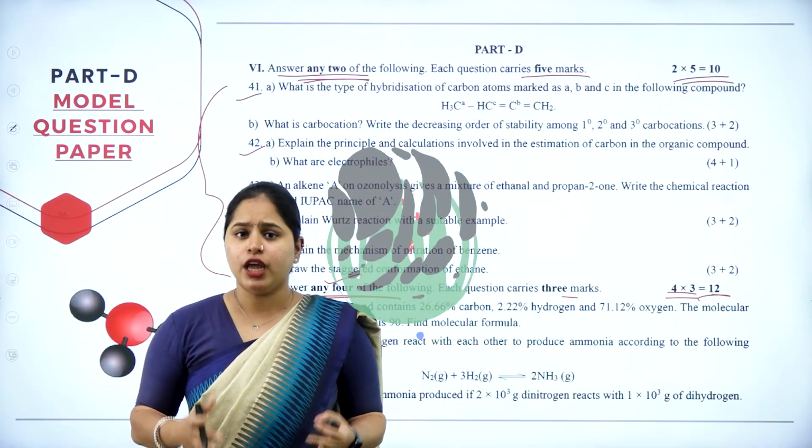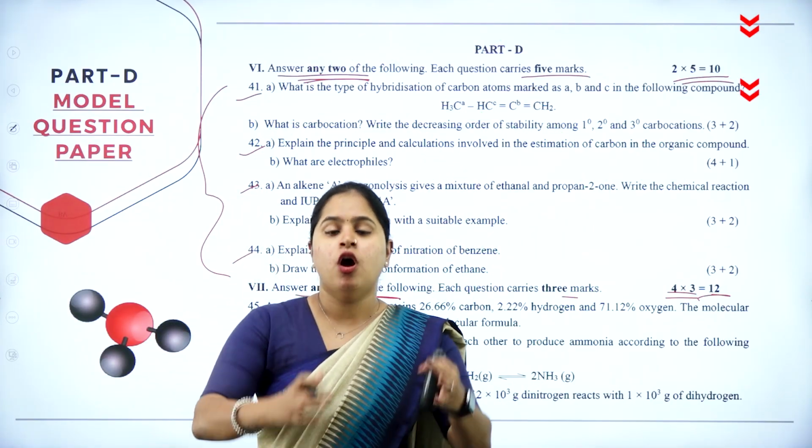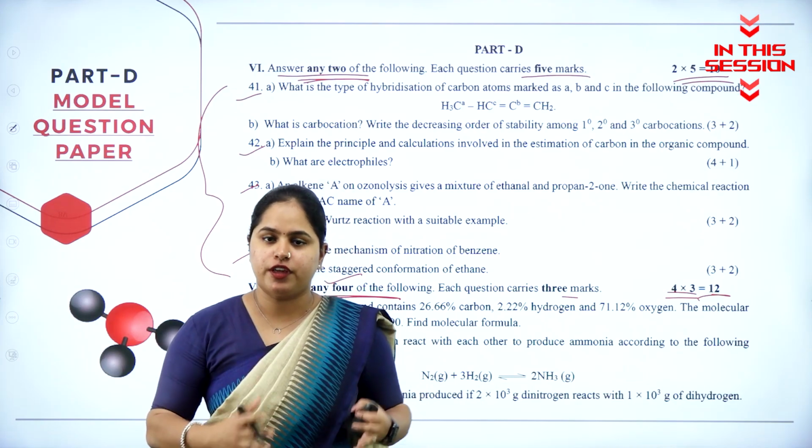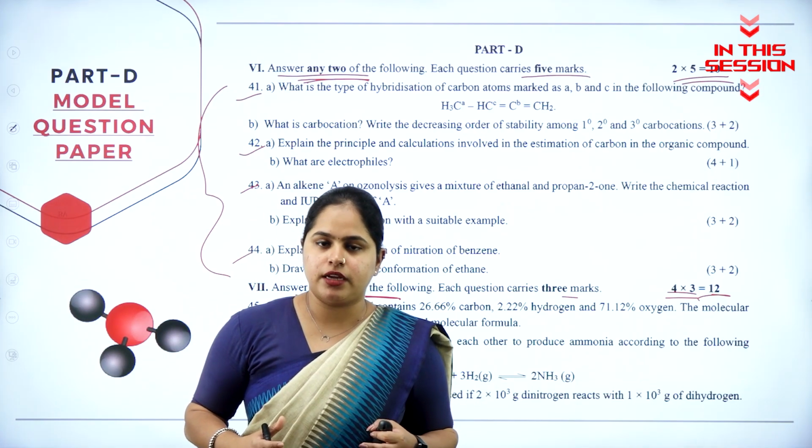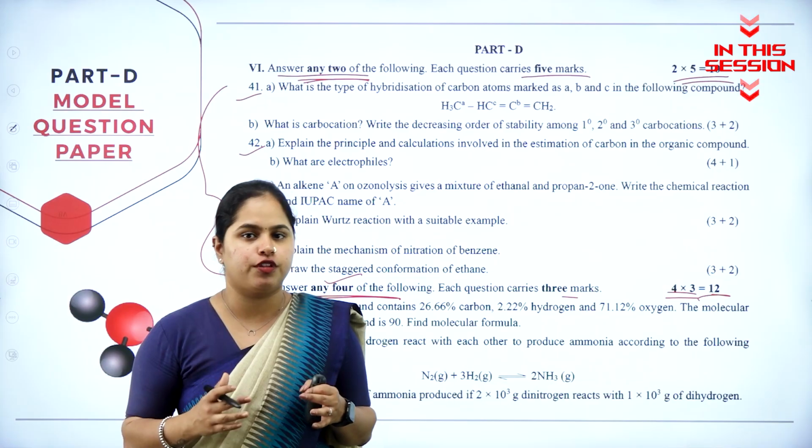In Part A, you do not have any options. All the 20 questions, that is 15 MCQs and 5 fill in the blank questions, are compulsory. All of them you have to attend.